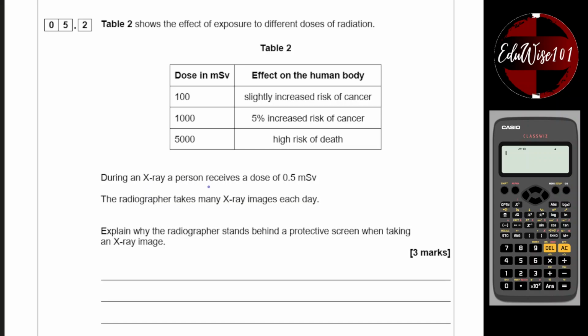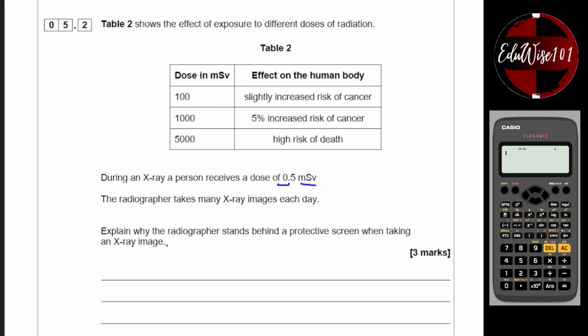During an X-ray, a person receives a dose of 0.5 millisieverts. A radiographer takes many X-ray images each day. So this is the person who's actually being exposed to the X-ray. So a radiographer is probably going to be exposed to a dose less than this, right? Explain why the radiographer stands behind a protective screen when taking an X-ray.